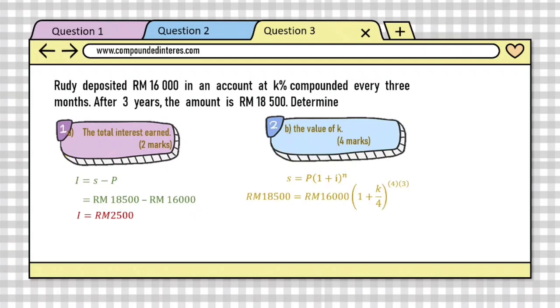After calculating everything, we'll know that K is equal to 0.0487, but this is an interest rate we're talking about, so we'll have to multiply the answer by 100. That is how we'll get the value of K, which is 4.887%.